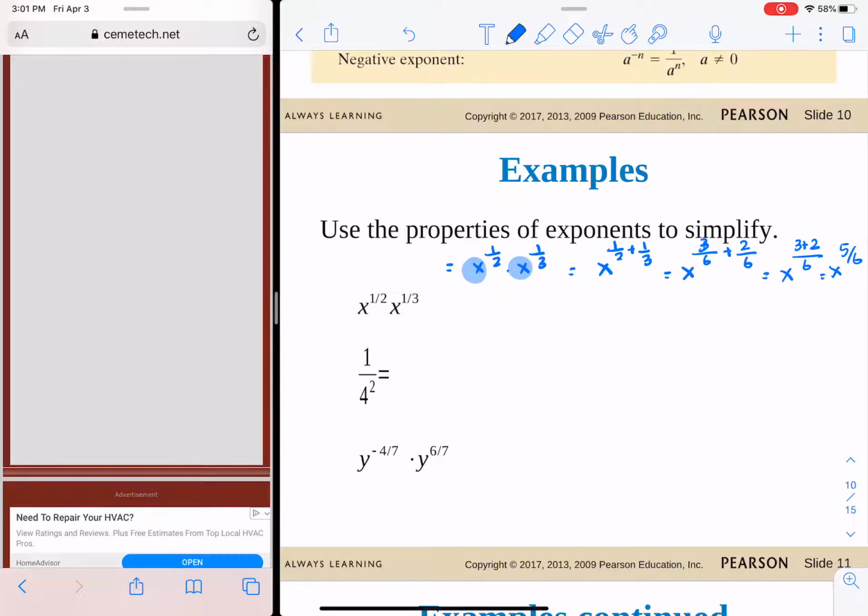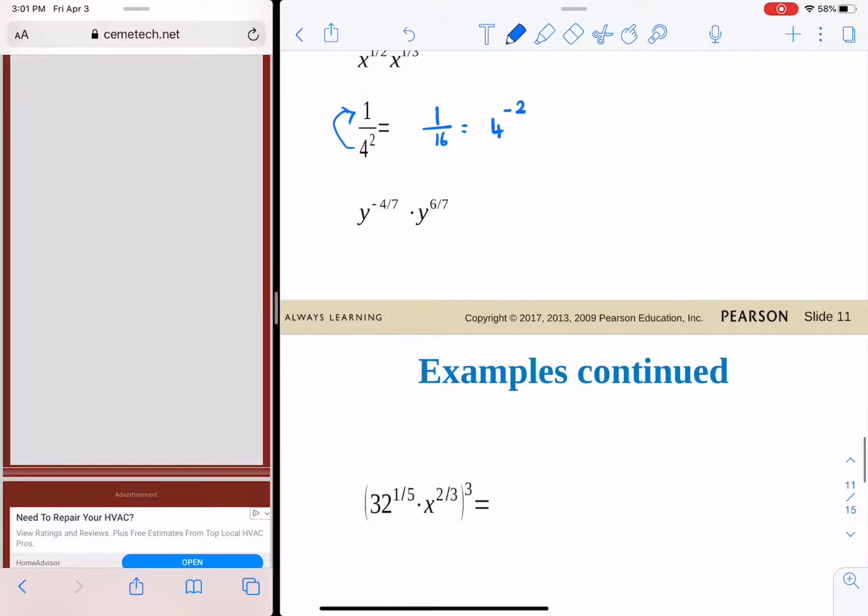1 over 4 squared is the same as 1 over 16. It is the same as 4 raised negative 2. When that moves to the numerator, it becomes 4 raised negative 2. And you could use a calculator to find the answer of 1 over 16.